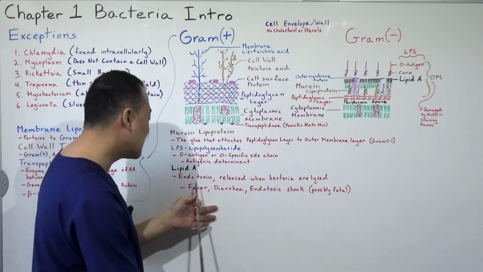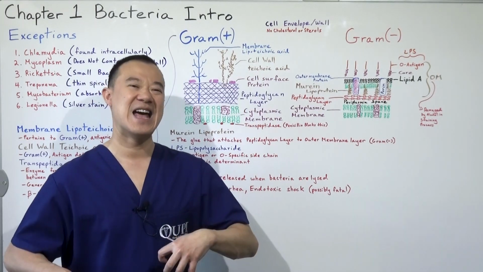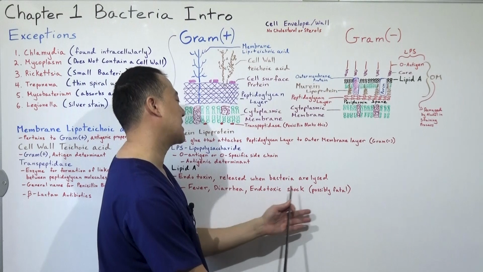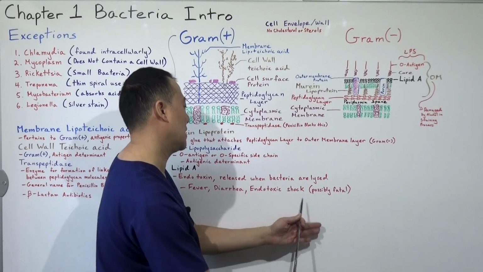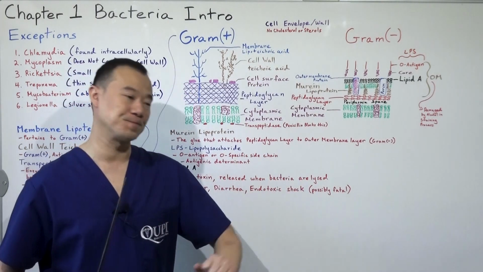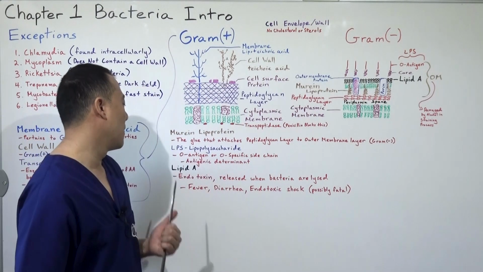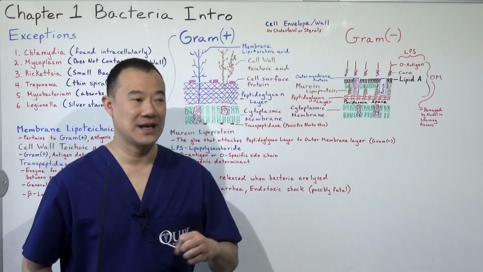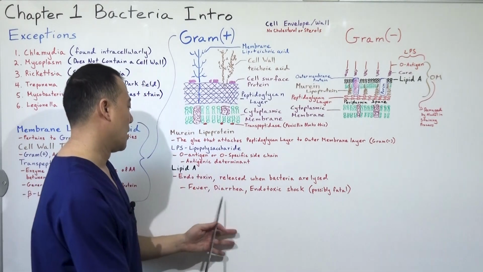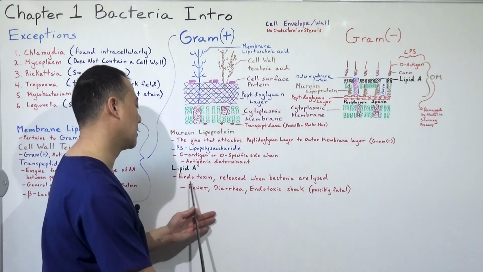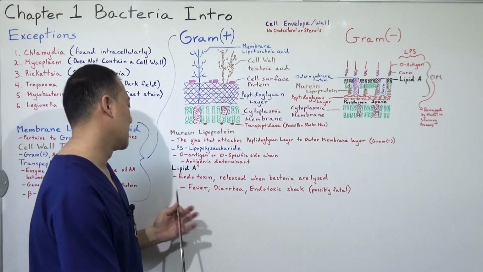It's an endotoxin. Endotoxin, not enterotoxin. They're going to try to trick you. That's a completely different toxin. Endotoxin is released when the bacteria are lysed, and it causes fever, diarrhea, and endotoxic shock, and it's possibly fatal. Hence, we need to talk about lipid A in great detail. Now, be careful. Lipid A, like some enterotoxins, causes diarrhea and fever. It's so confusing. So endotoxin, lipid A, fever and diarrhea is also very similar to enterotoxin, which causes fever and diarrhea.